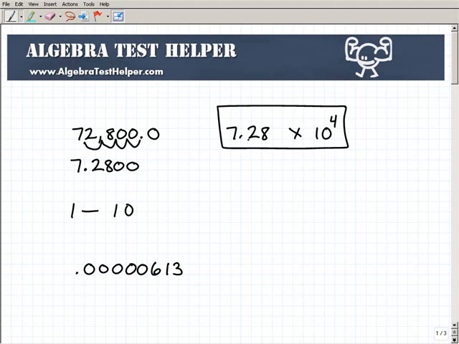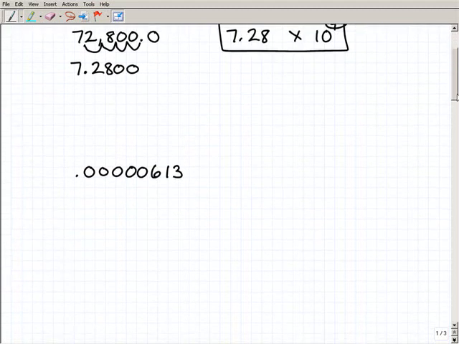So now we have 7.28 times 10 to the 4. The 4 indicates how many spaces you had to move the decimal point. Now we're talking about a large number, and anytime you move the decimal point to the left, the power is going to be positive. And you're going to see that in our next example here. So let's take a look at our next one.